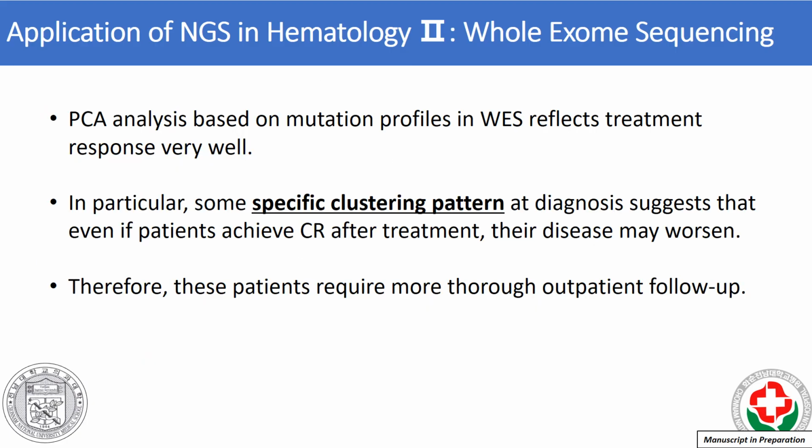So the baseline exome pattern at diagnosis may already reflect the future risk, even if the initial response seems good. So whole exome sequencing can visualize how the clones expand or shrink with the treatment.